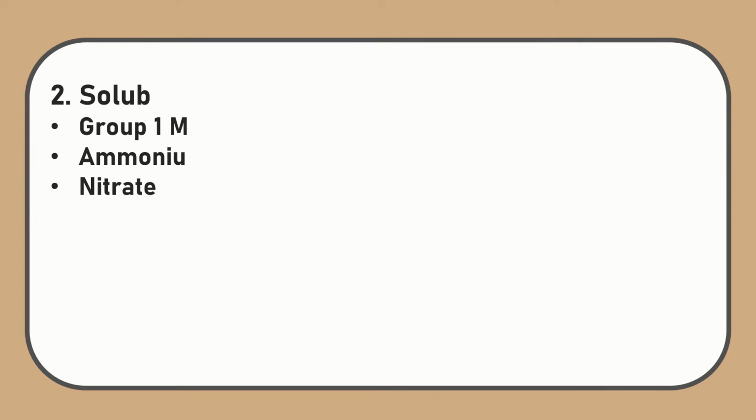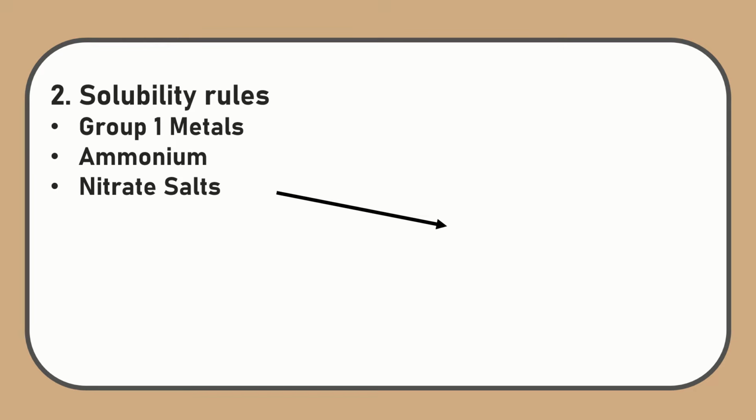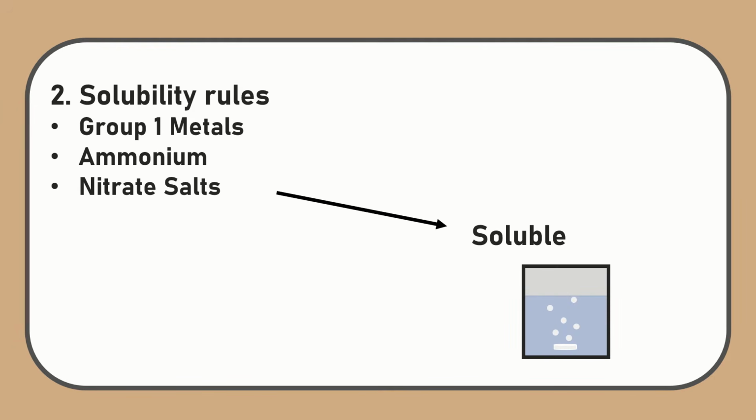Next, you'll have to know a few key solubility rules. Though there are more rules to learn, for now, just know that group 1 metals, ammonium, and nitrate salts are soluble. Soluble means that they can dissolve in water. This is important to know as it allows you to know if a reaction forms a precipitate.